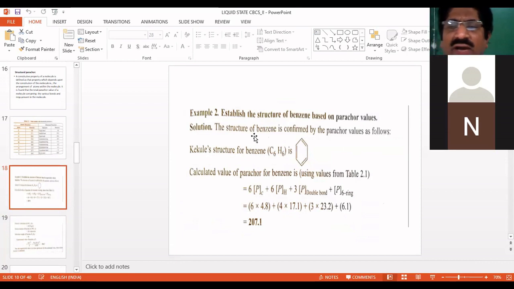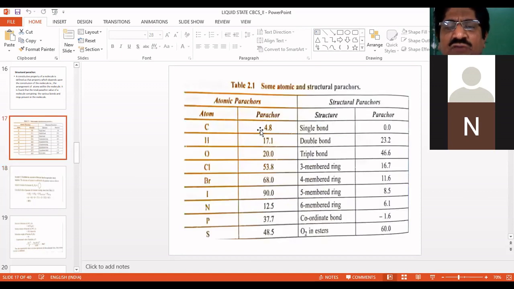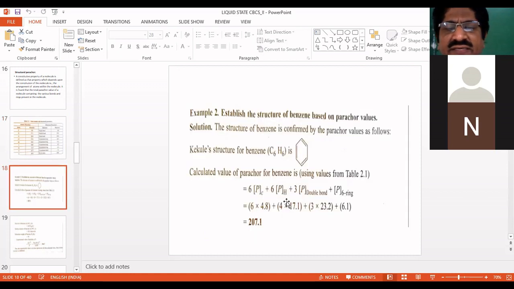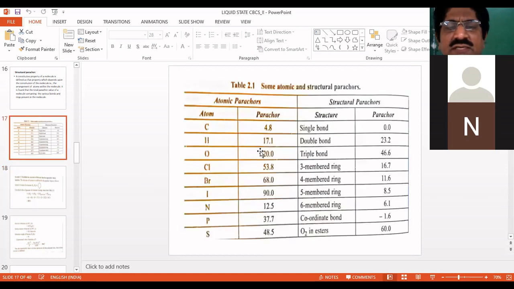Now, by using the values that I had shown just now in the table, we can calculate the parachor of benzene. So here you can see the cursor: 6 carbon, 6 hydrogen, plus the 3 double bonds and 1 six-membered ring. The carbon is 4.8. Already I had shown you in the last chart. This is 4.8 for the carbon, and then it is 17.1 for the hydrogen.